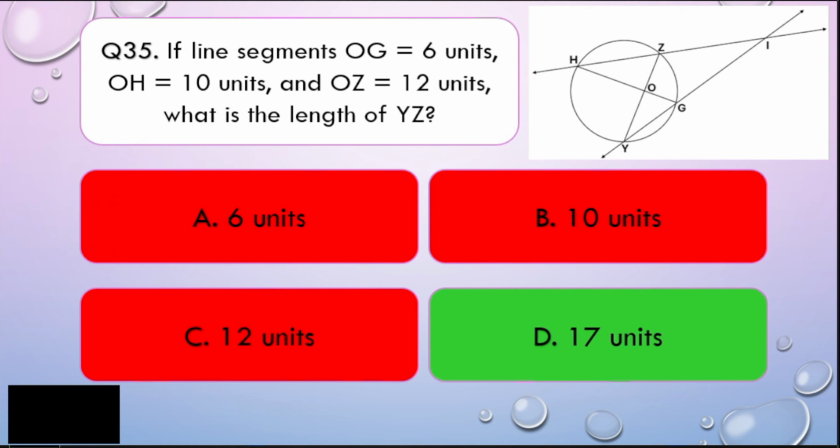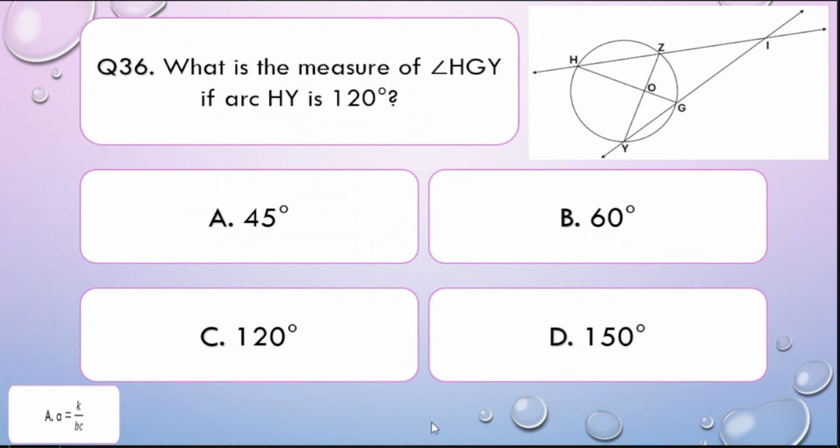Now, let us go to question number 36. What is the measure of angle HGY if arc HY is 120 degrees? Is it A, 45 degrees, B, 60 degrees, C, 120 degrees, or letter D, 150 degrees? I'll give you 5 seconds to think about your answer.